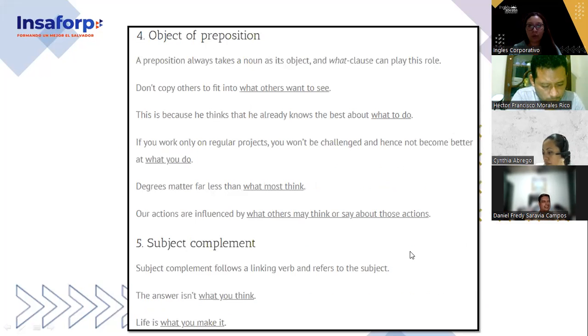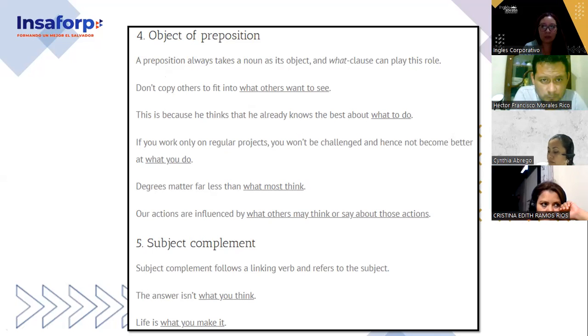So, we're going to go with number 4. Okay? And then, object of preposition. Una preposición siempre, siempre, siempre va antes del sustantivo. All right? Is that what we call the nouns in Spanish? Yes, sustantivo. Siempre va antes del sustantivo como el objeto de este. ¿Ok? En este escenario, la cláusula what forma parte de ese rol. All right? So, a preposition always takes a noun as its object. All right? And the what clause can play this role.